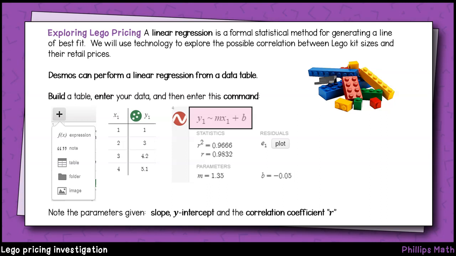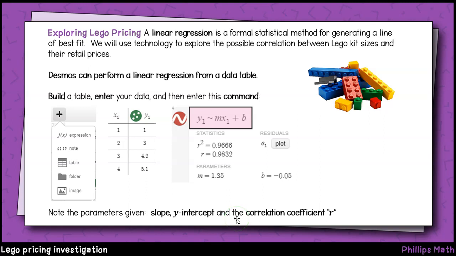Once you've collected and entered your data, you'll be using Desmos to plot each ordered pair. X is going to be the number of pieces and Y will be the price. Then you're going to create a line of best fit using this command highlighted in the pink box. We are asking Desmos to draw a linear equation, y equals mx plus b, using the y data from the column marked y1 and the x data from the column labeled x1. This tilde replaces the equal sign and will be the cue for Desmos that you will want the calculator to create a best fit line for the data.